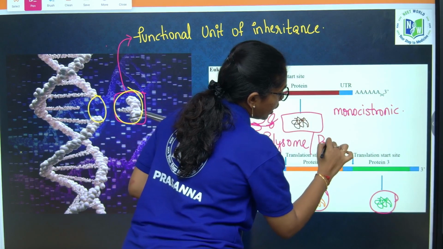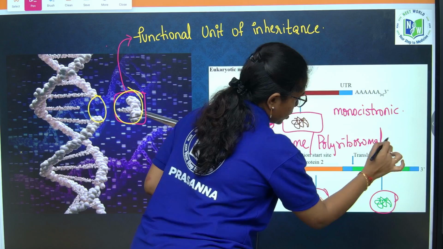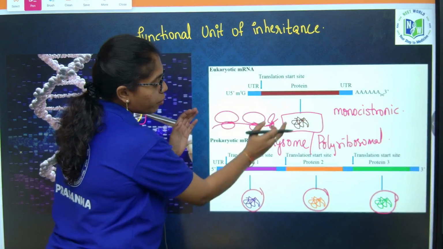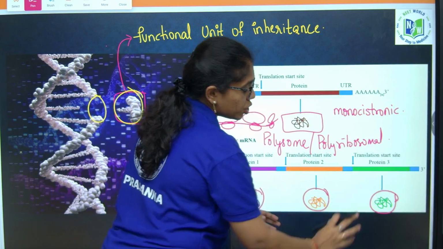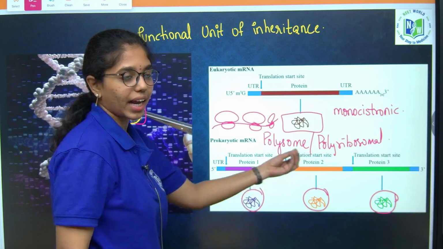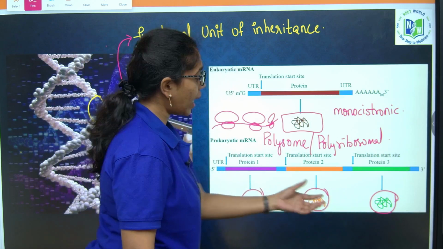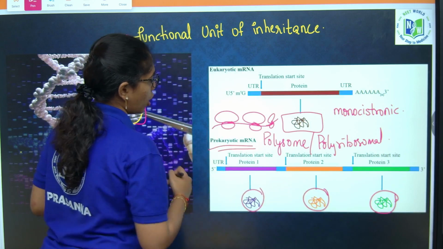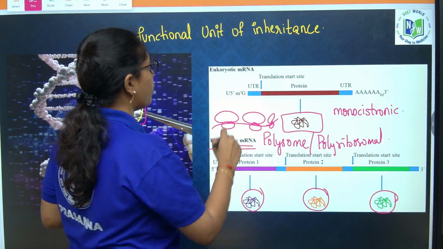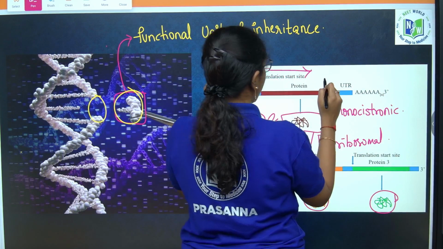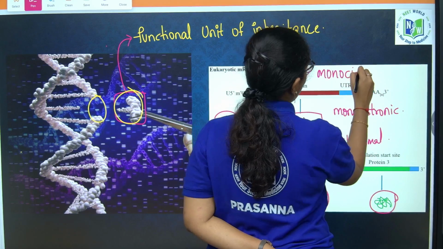or polyribosomal condition, wherein this type of polysome will result in the synthesis of multiple polypeptide chains, multiple proteins. This happens only in the prokaryotes. That is why from a eukaryotic mRNA, only one polypeptide chain is synthesized. That is why this is called monocistronic.